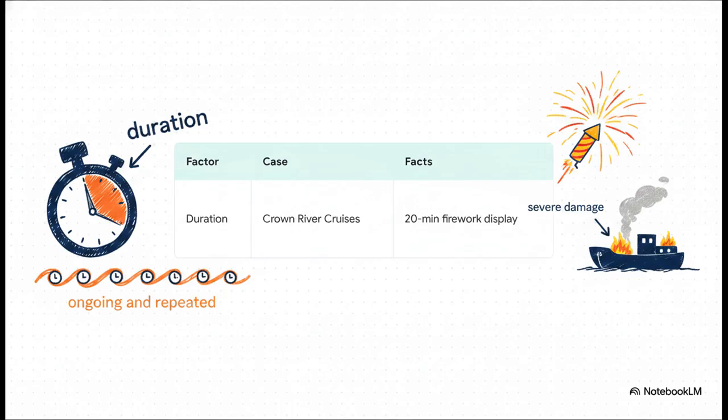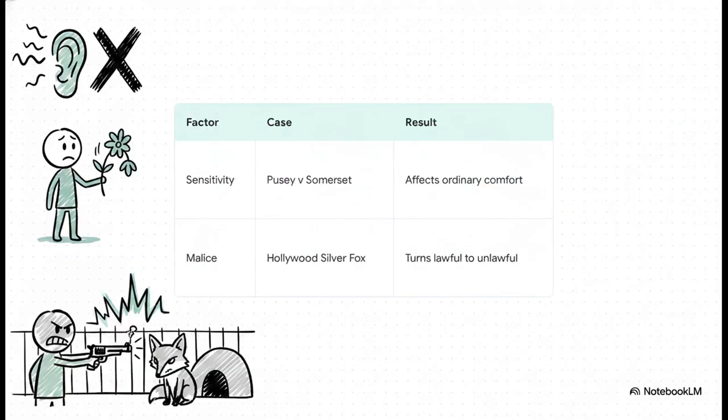It was still a nuisance. You also need to watch out for claimants who are, well, abnormally sensitive. Being hypersensitive won't win you a claim. In Pusey versus Somerset County Council, the court made it clear, the interference has to affect the ordinary comfort of an average person.